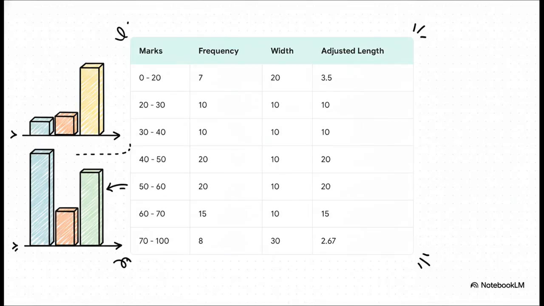We have to adjust the heights of the bars so that the areas are proportional. We find the smallest width, in this case 10, and we make everything relative to that. So for that 0 to 20 group, which is twice as wide, we have to cut its bar height in half for the graph. And for the 70 to 100 group, which is 3 times as wide, we have to divide its height by 3.